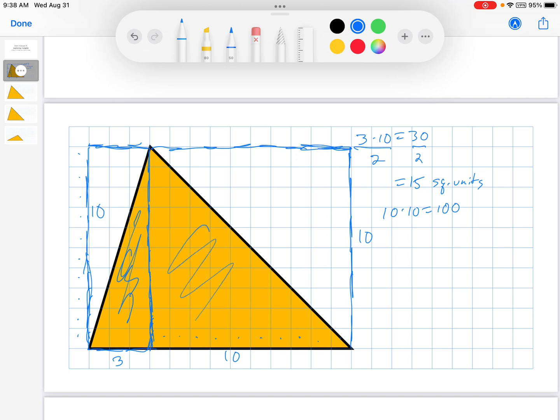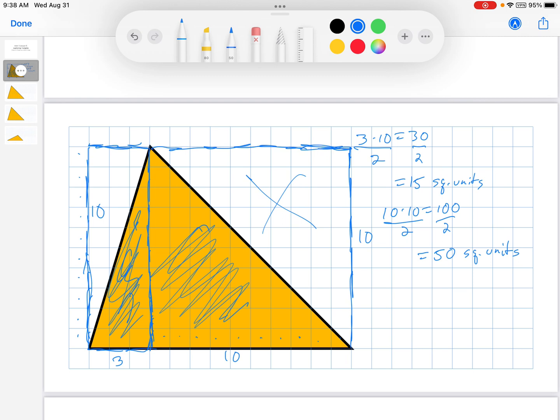But remember that we want half of that because we only want to count this part, not that part. So that's half of the rectangle. So we'll divide it by 2, and we get 50. Half of 100 is 50 square units. So now we know that this part over here is 15, and this part over here is 50. To get the total for the whole triangle, I'll do 50 plus 15. 50 plus 15 is 65 square units.